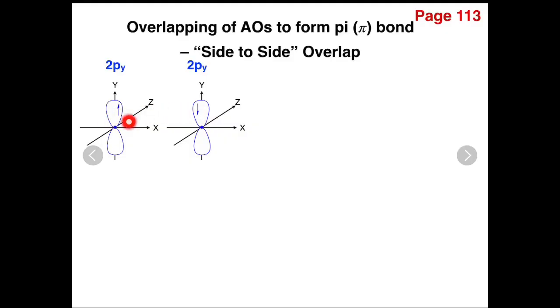When you push these two close together, because these are the heads, you do not have a head-to-head collision, right? You actually do the side. This is the side of the p orbital. You are pushing the sides close together, so that's why we call this side-to-side overlap. If you do side-to-side overlap, the picture that you are going to get looks like this.